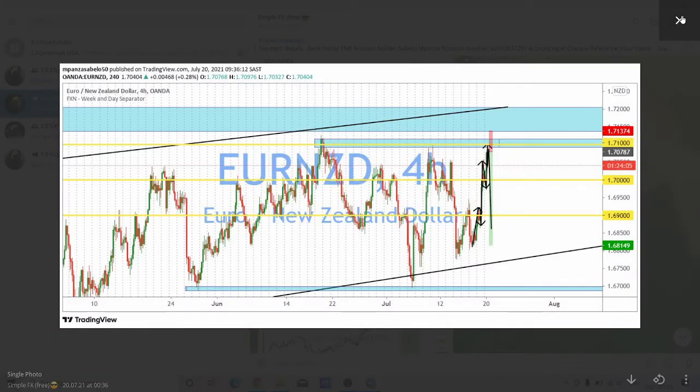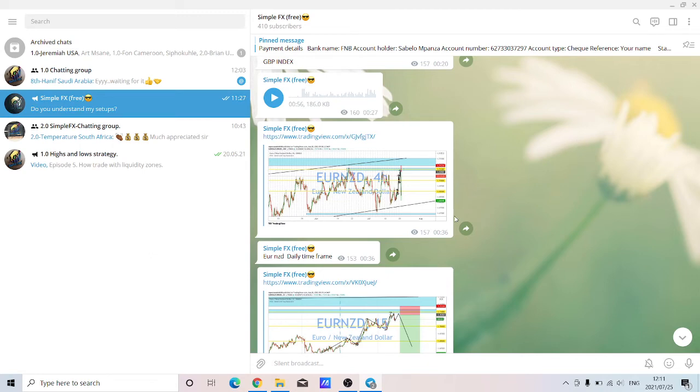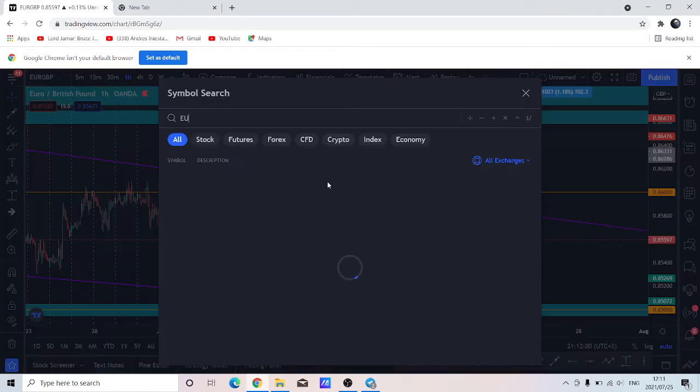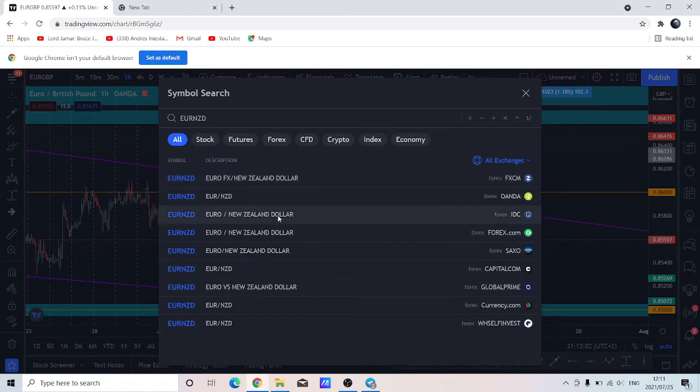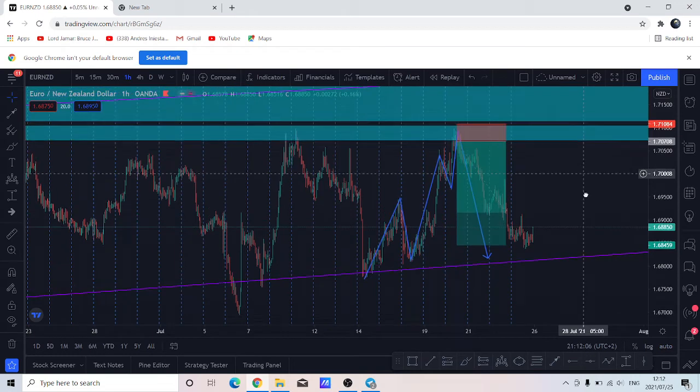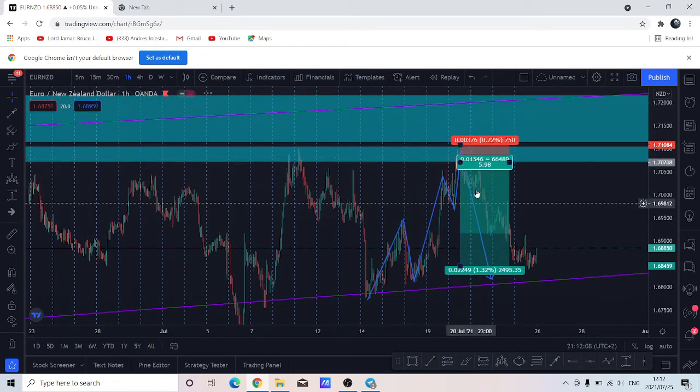Euro NZD, and the rest of these trades were in profit. Euro NZD. It went down into my profit. Enter here, look at the ratio, 5.9 R. Risking $10, you'll be able to make $50. Risking $100, you'll be able to make $500.